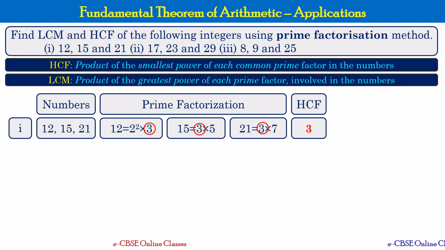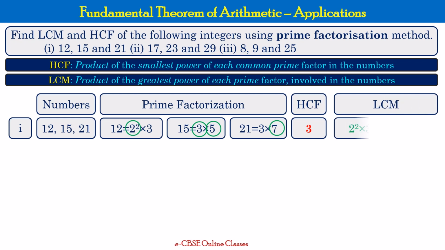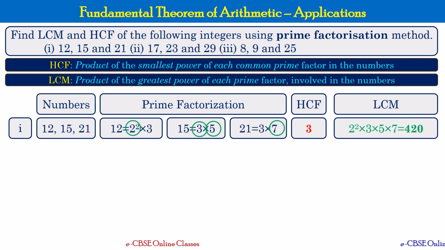Now we need to come up with the product of the greatest power of all the prime factors. So here prime factors are 2, 3, 5 and 7, correct? For 2 the greatest power is 2 square. For 3 it is just 3 to the power of 1. For 5 it is again 5 to the power of 1. For 7 it is 7 to the power of 1. So LCM is 2 square into 3 into 5 into 7. That's coming out as 420.